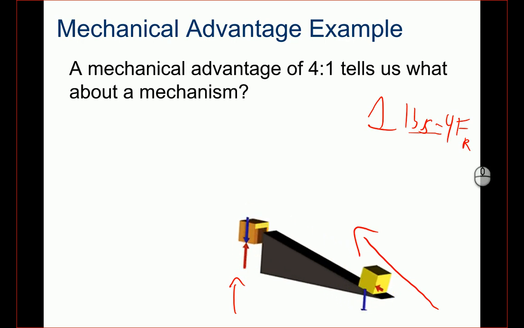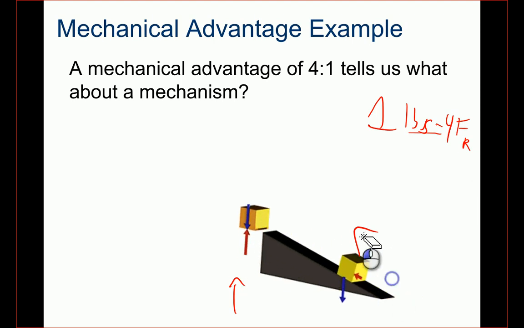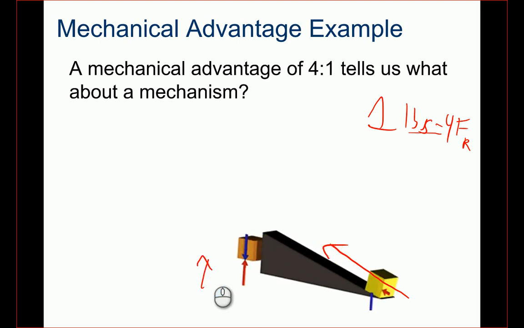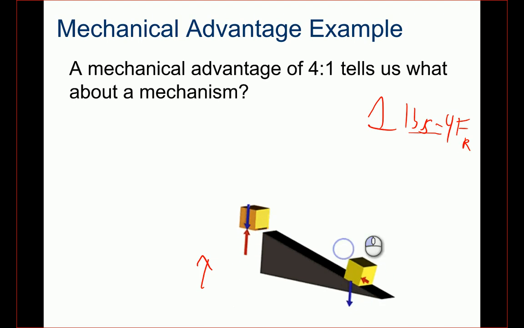Same thing here. I'm using 1 pound of force, but I have to be trading something off. What I'm trading off is the distance that it's traveling. Notice, if I have a 1-to-1 system, the distance that I'm traveling is equal to the same system that I'm putting in. This one, I'm getting 4 times less effort force in, but I'm going 4 times the distance.